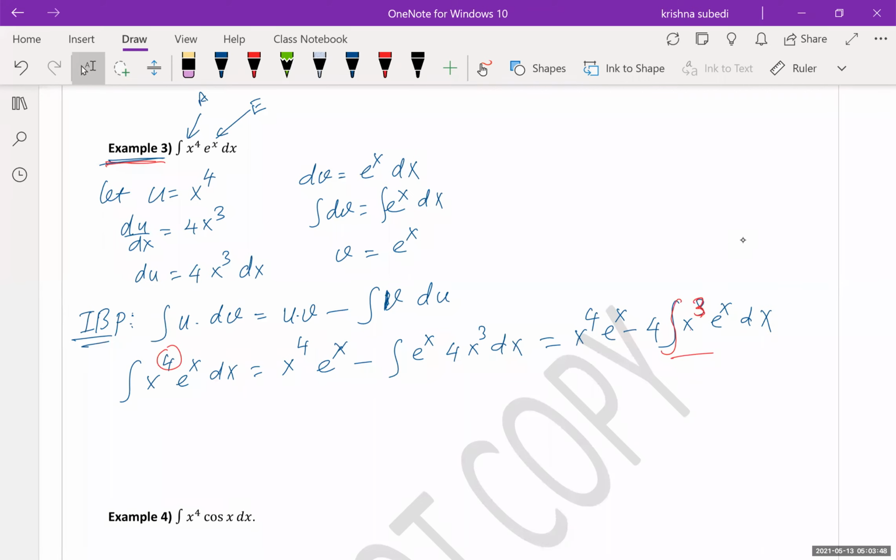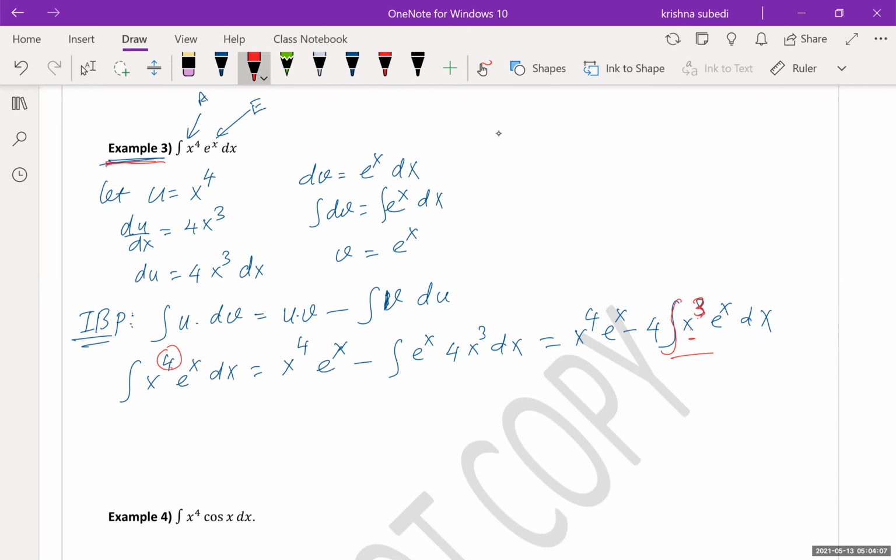Do you agree with me? We already use integration by parts. What we are able to achieve here so far is that it just reduced the power of x by 1. Everything's the same. So we need to use integration by parts 3 times.